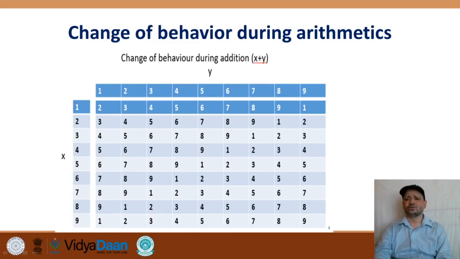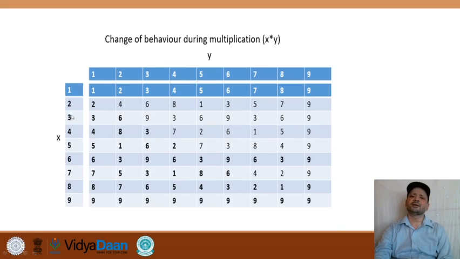Then you may go for the behavior change during multiplication. As you see, in multiplication, if you multiply 1 with 1, it is 1; 1 with 2, it is 2. Similarly, 2 with 1 is 2, 2 with 4 is 8, 2 with 5 is 1. Similarly, 2 with 8 is 7. And you see that when you multiply 9 with any number, it becomes only 9.